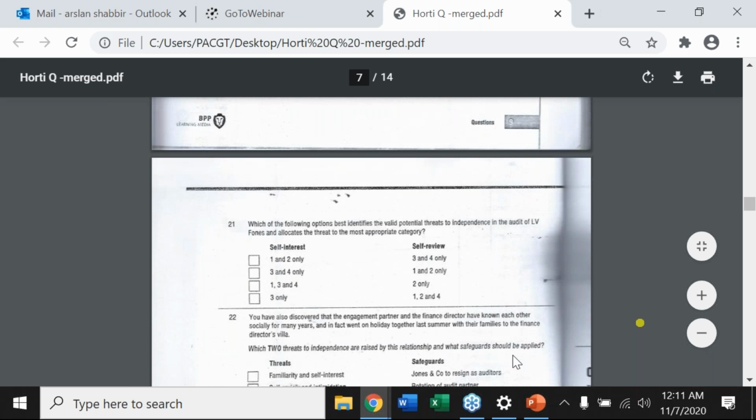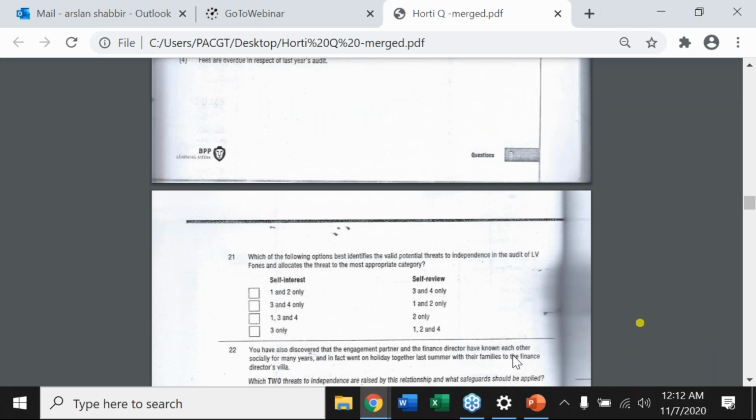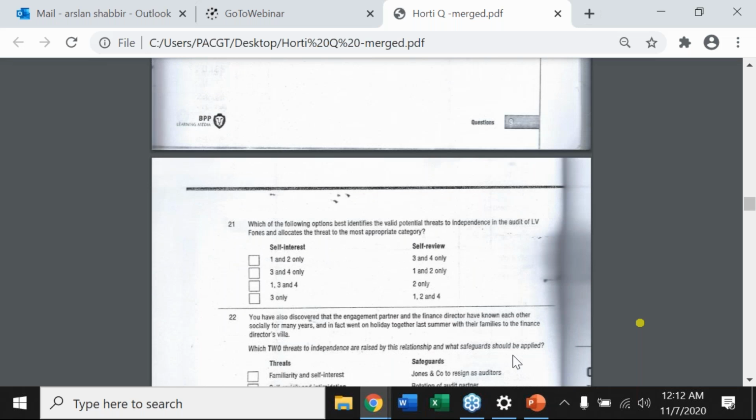what's the right answer. Question number 21: which of the following options best describe the valid potential threats to independence in the audit of LV funds and allocates the threat to the most appropriate category. So which option is right?